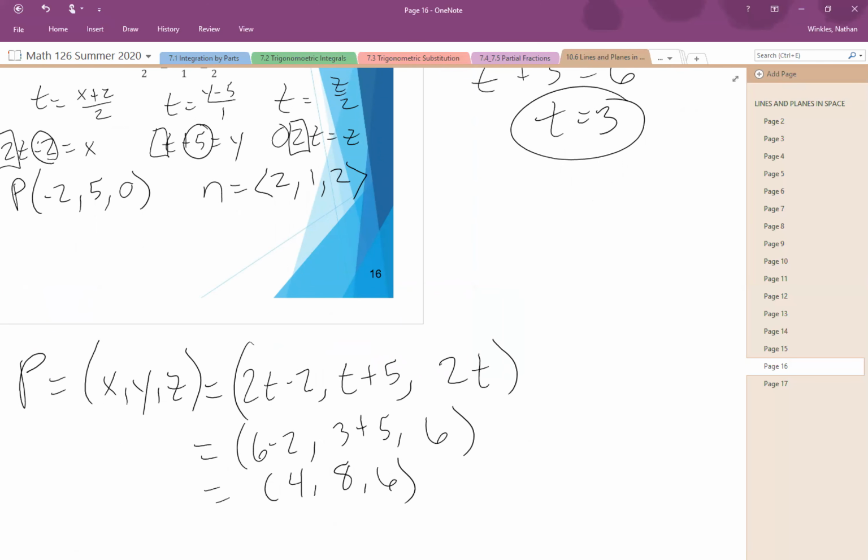You're seeing that these problems are becoming more and more intense based off of what we're given.